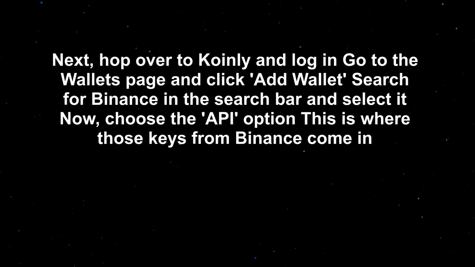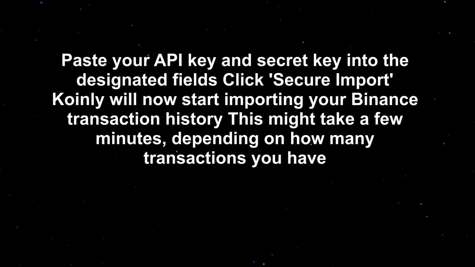Next, hop over to Koinly and log in. Go to the Wallets page and click Add Wallet. Search for Binance in the search bar and select it. Now, choose the API option. This is where those keys from Binance come in. Paste your API key and secret key into the designated fields.